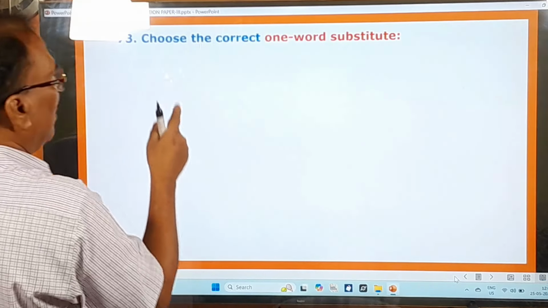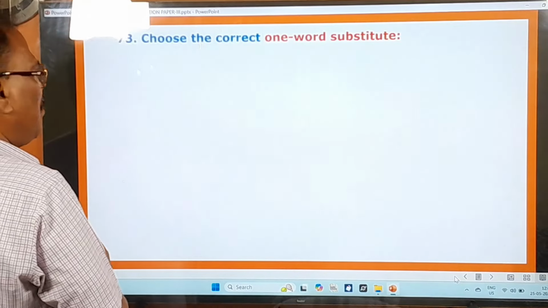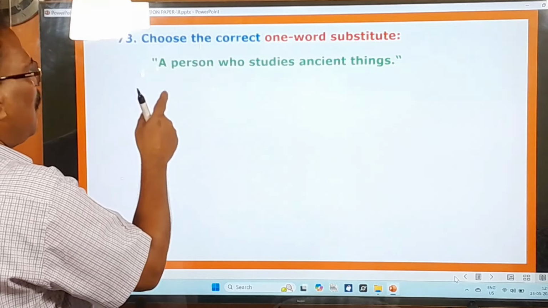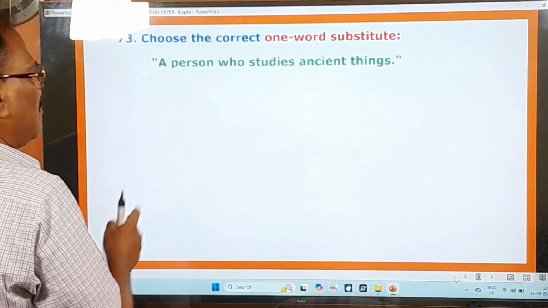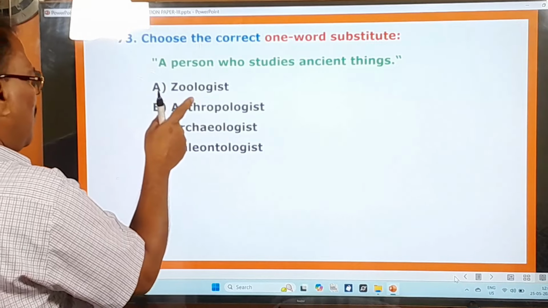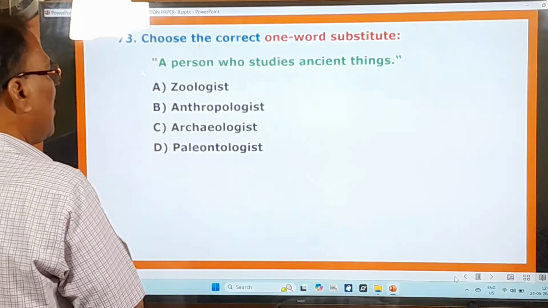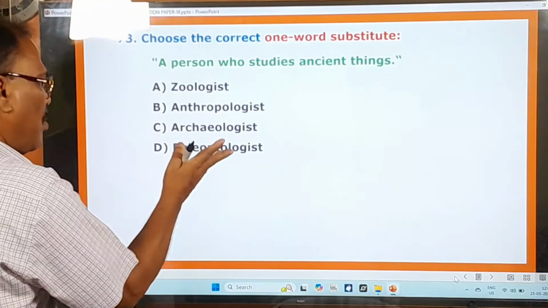73rd question. Choose the correct one word substitute. A person who studies ancient things. Geologist, anthropologist, archaeologist, paleontologist.